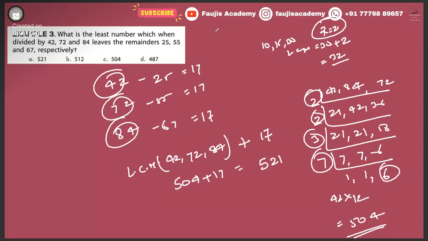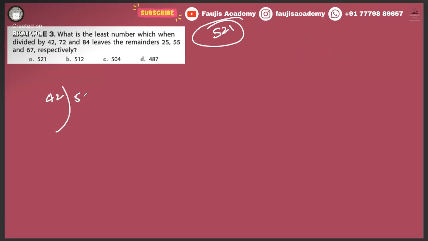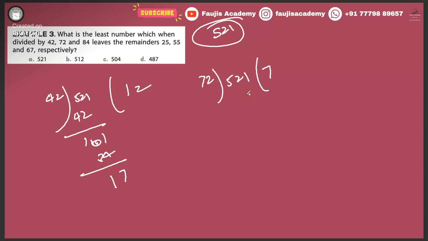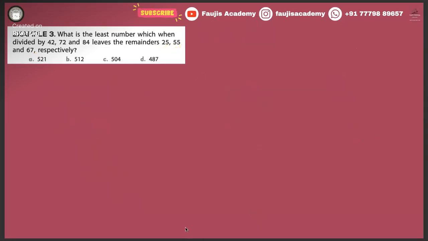If the number is 521, so the number we have thought out over here is 521, right? Now 42 into 521. 1 time 42, 2 times 84. How much is the remainder? How much is the remainder, guys? What were we supposed to get? We were supposed to get 25, 55 and 67, isn't it? Now tell me, do we do plus or minus? Minus, sir. Okay, so LCM was how much?